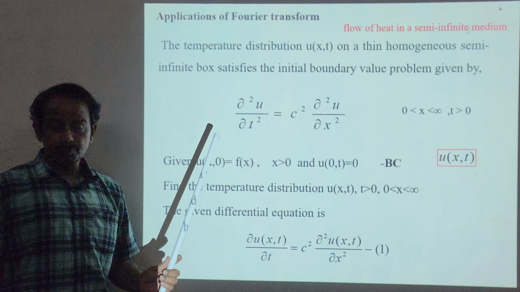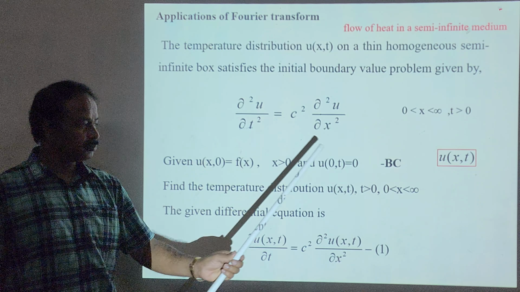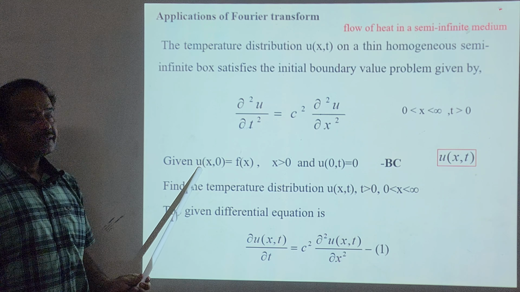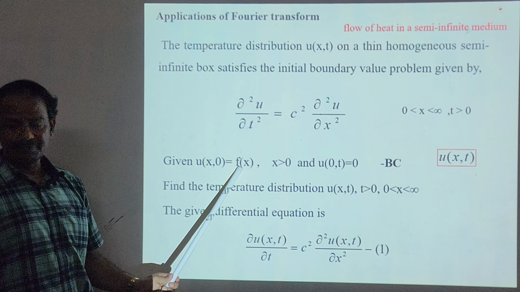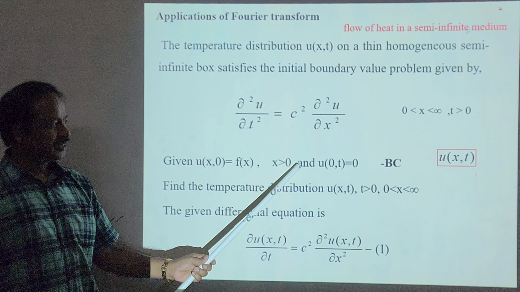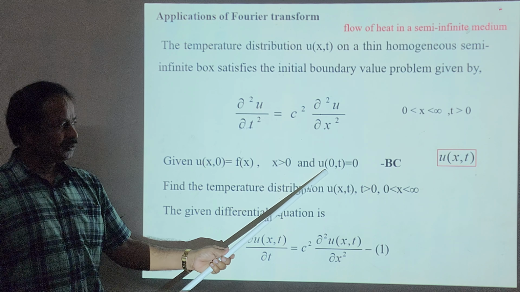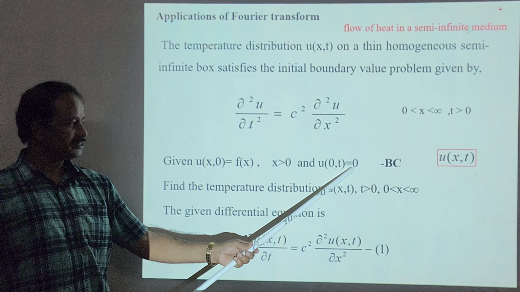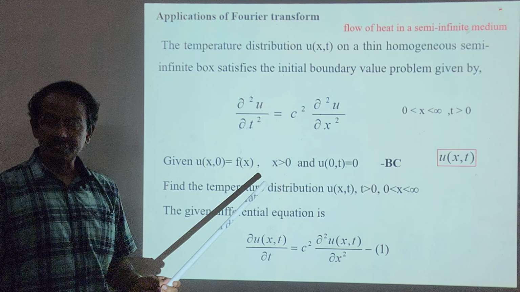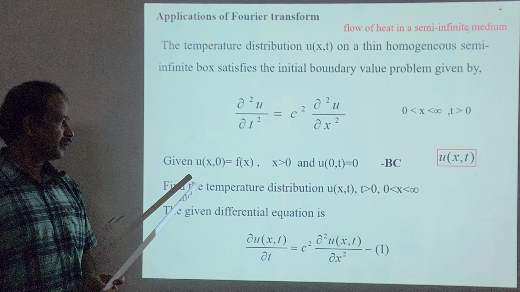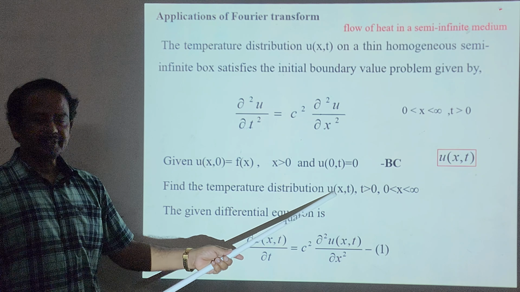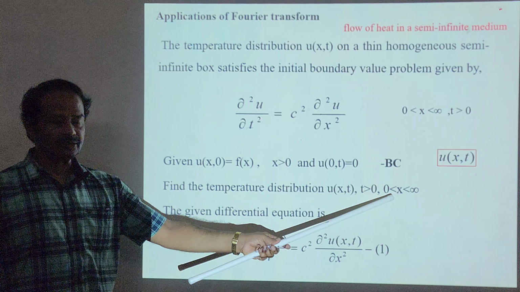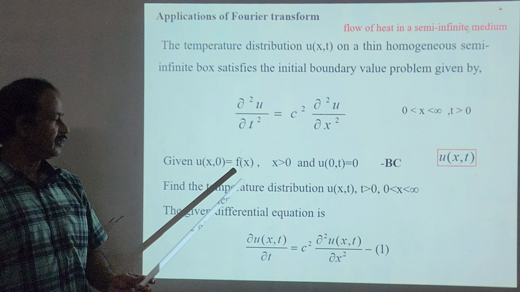Now there are two boundary conditions. One is the temperature distribution u of x comma 0 equals f of x when x is greater than 0, and another boundary condition is u of 0 comma t equals 0. These two boundary conditions we will be using later. We are going to find the temperature distribution u of x comma t when t is greater than 0 and x lies between 0 and infinity.